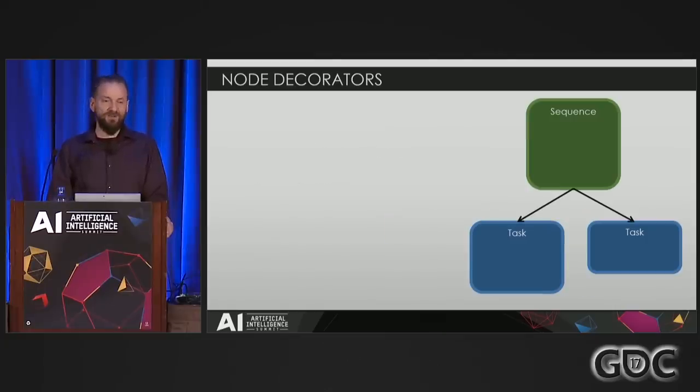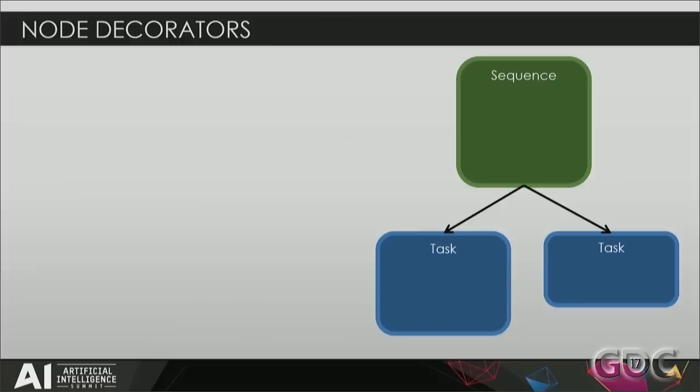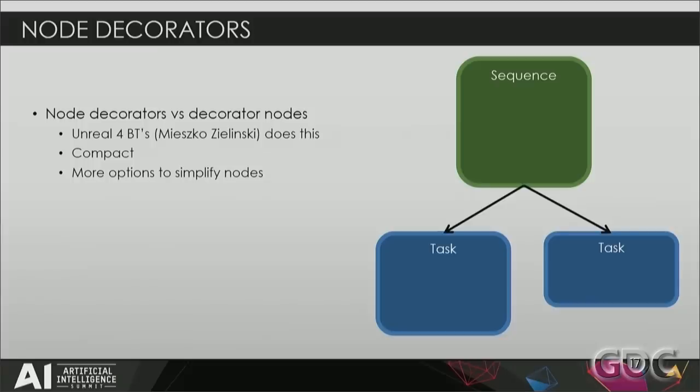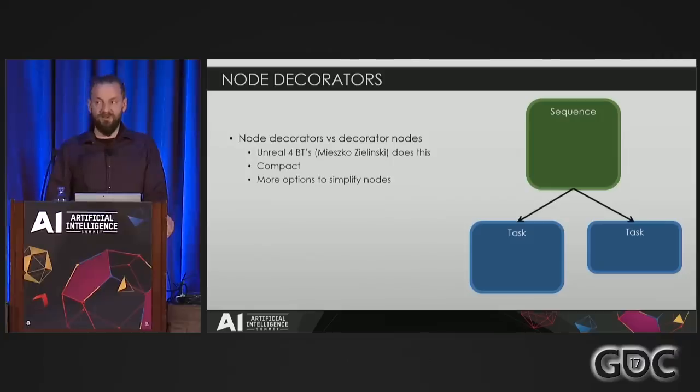But there's also another way to think about them, which would be instead of decorator nodes, node decorators. And there's a nice example. So Mieszko Zielinski did this for the Unreal 4's behavior trees. So it basically means that the decorators are part of the nodes themselves. They are not actually nodes at all. So this will create, in my mind, a more compact visual representation of your behavior trees, and it also allows more options to simplify your nodes in an easier way.